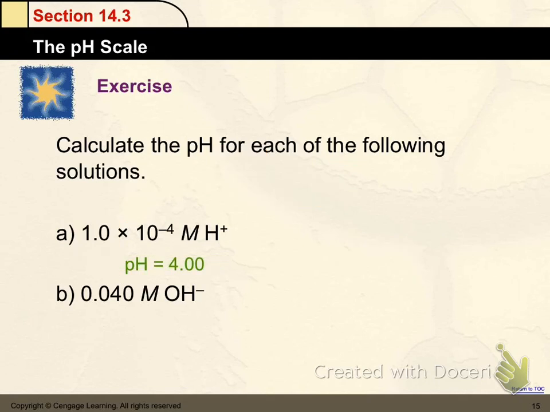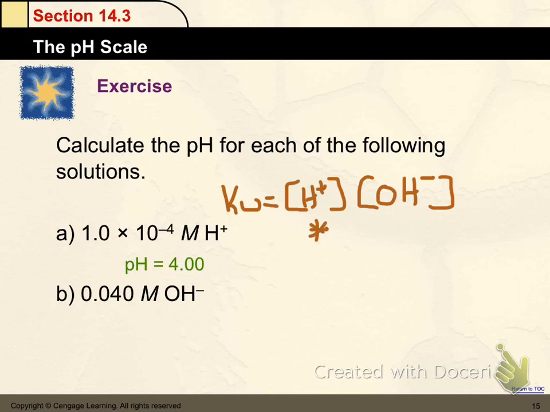We have the concentration of hydroxide ions in part B, and that's 0.040 molar. What we have to recall is that Kw equals the concentration of hydrogen ion times the concentration of hydroxide ion, because right now, all we know is pH equals negative log of H plus. So we need this number. Well, we found out in the previous video that if we multiply these two together, H plus and OH minus, we get 1 times 10 to the negative 14th.